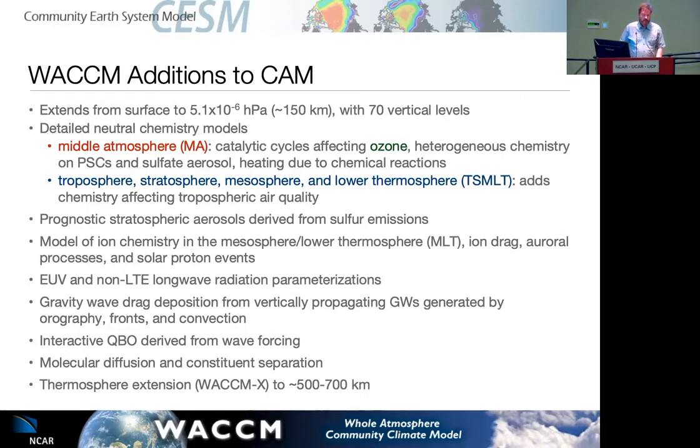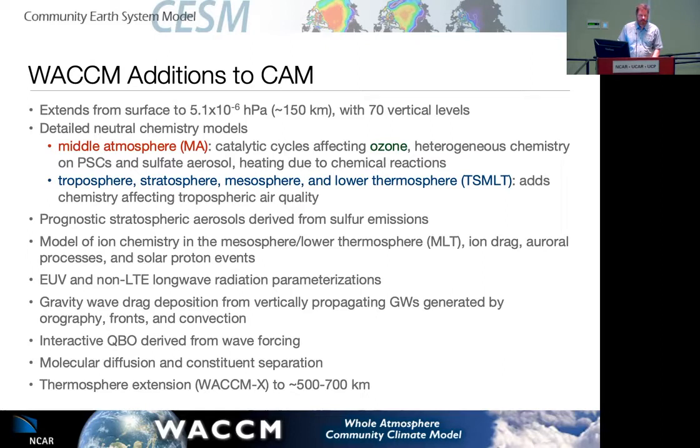And it also includes interactive chemistry in different chemistry packages. We have one that is the middle atmosphere chemistry, which you can use to study the chemistry of the ozone layer. And it includes heterogeneous chemistry on polar stratospheric clouds that cause the ozone hole to form every spring in Antarctica, as well as ozone loss in the Arctic. And we have heating due to chemical heating rates in the upper atmosphere.